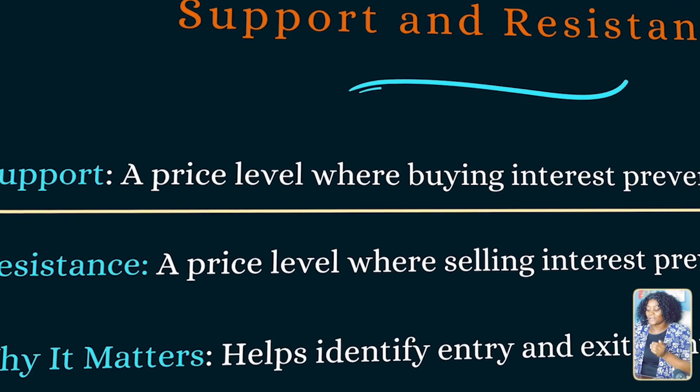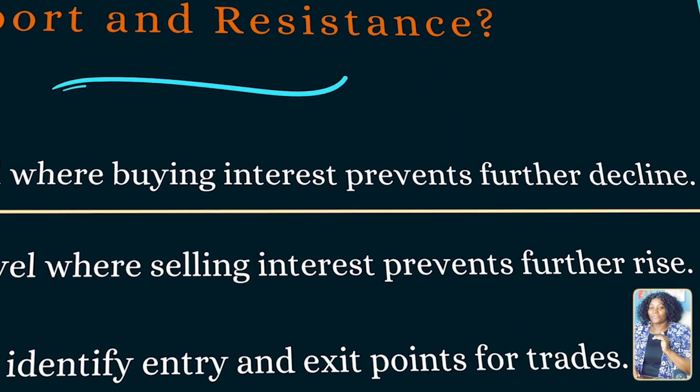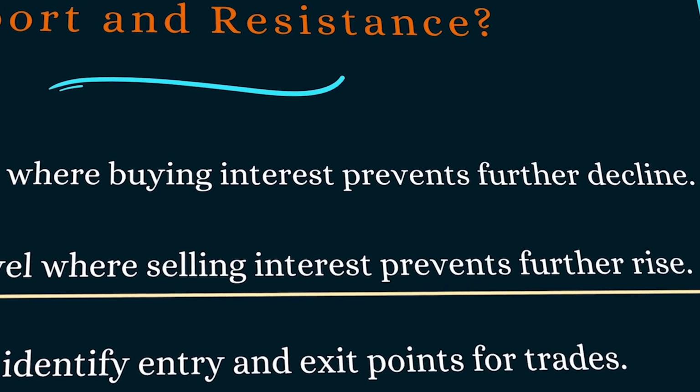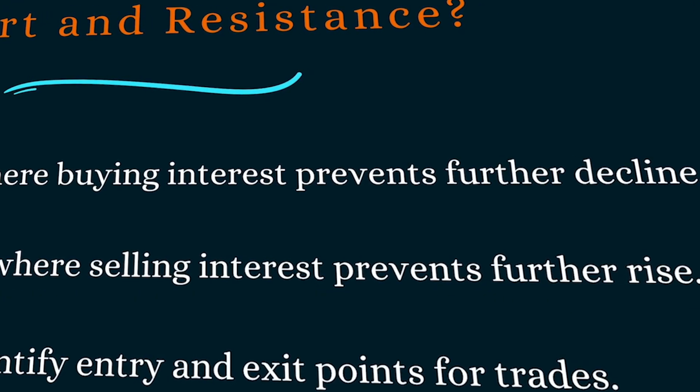Support is a price level where buying interest prevents further decline in price. So it means that when price is here, it is hard for price to go down after that support level. When we talk of resistance, it just means that it's a level where selling interest prevents prices from rising. So if this is resistance, and then now you get to this point where it is difficult for price to rise and go up.